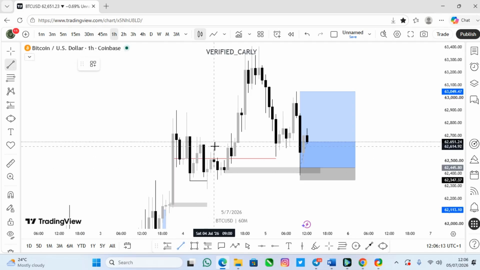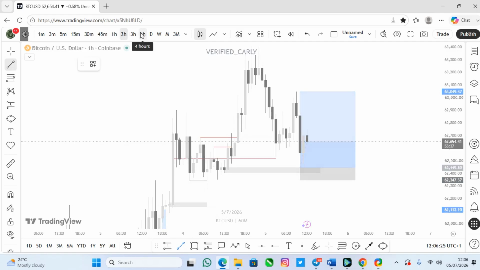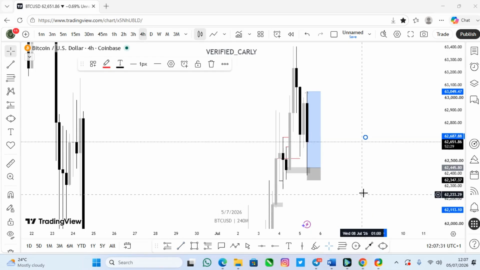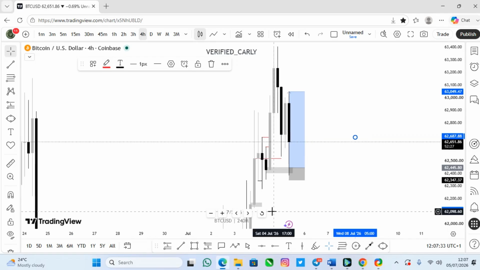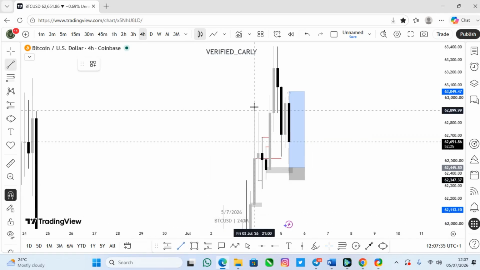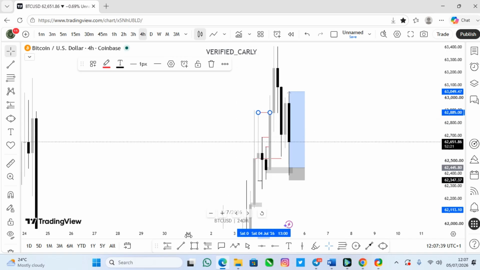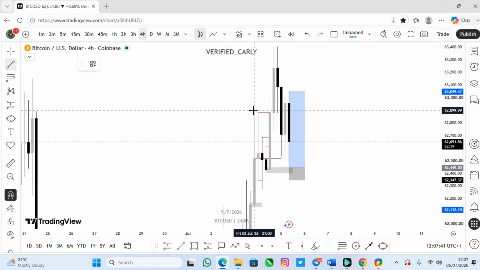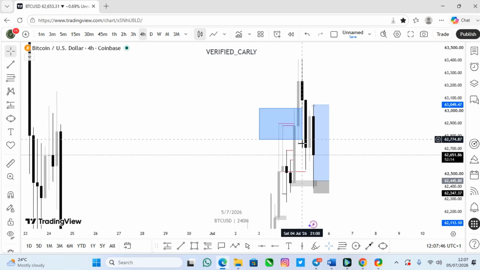This is not just a break of structure, but a confirmed break of structure, right? And if you look at a higher time frame, if I go back to the 4 hours, you can see clearly that we have a break of structure. You can see this structure was broken, and this structure was also broken. You can call that a double break.